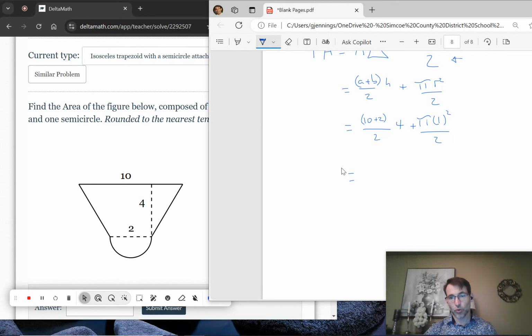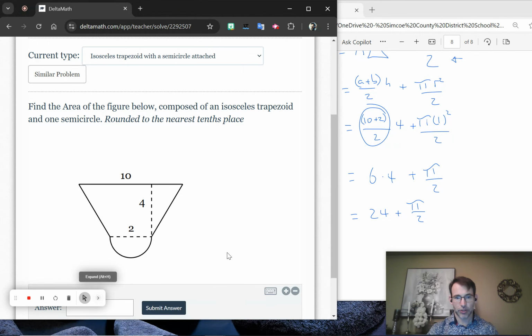This is equal to 12 divided by 2, which is 6, times 4 plus pi on 2, because 1 squared is 1, so that's 1 pi divided by 2. And that gives us 24 plus half pi. Pi is half off today. This is this holiday special.